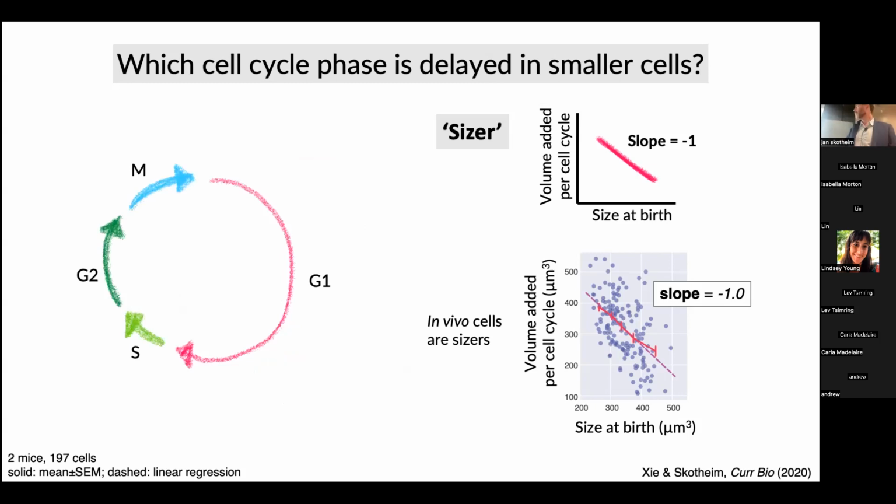You can ask, where in the cell cycle does that happen? We can ask if it's in G1 or if it's in the rest of the cell cycle, because we have the fluorescent marker for cell cycle phase. And in fact, it's really just in G1.